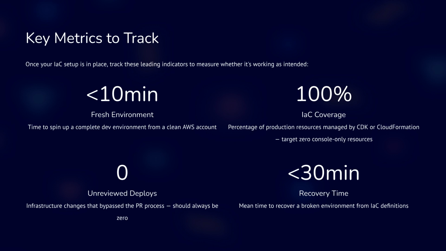Retrofitting is painful. Track key metrics to ensure IaC success. Aim for under 10 minutes for a fresh environment, 100% IaC coverage, 0 unreviewed deployments, and a recovery time under 30 minutes for broken environments.